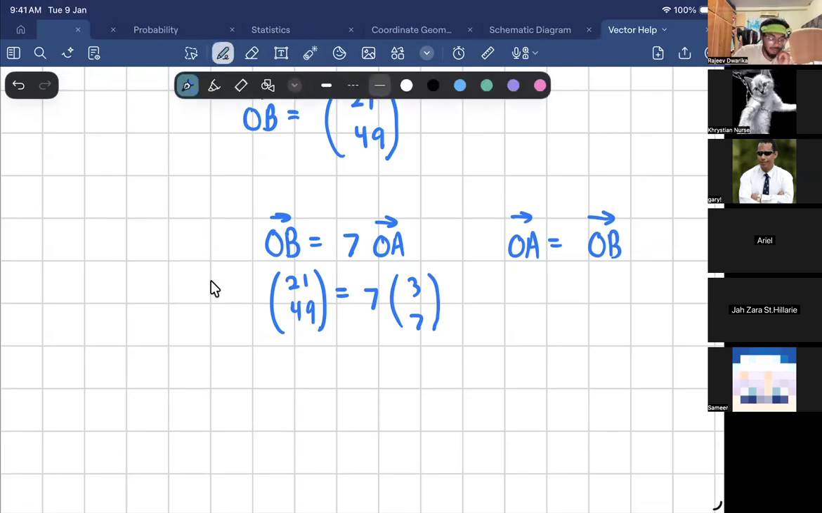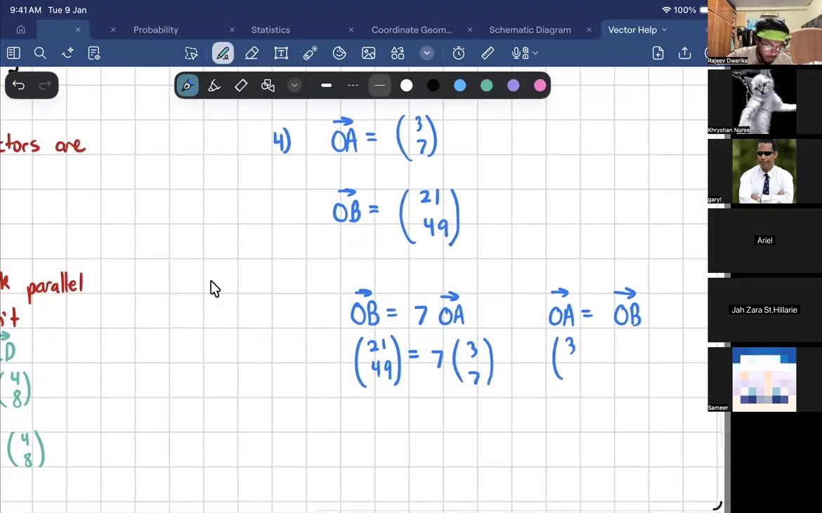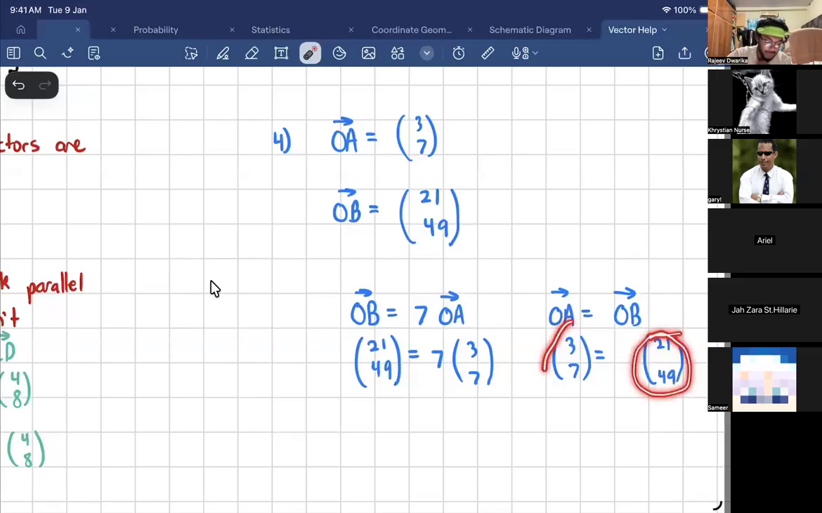Maybe if I write down the vectors, you'll see what I'm talking about. Vector OA is 3, 7, and vector OB is 21, 49. Is there anything I could do with 21, 49 to get back 3, 7? Divide by 7. Okay, now we want to write it as a multiple. So tell me, dividing by 7 is the same as multiplying by what? I want somebody to tell me that. Dividing by 7 is the same thing as multiplying by?